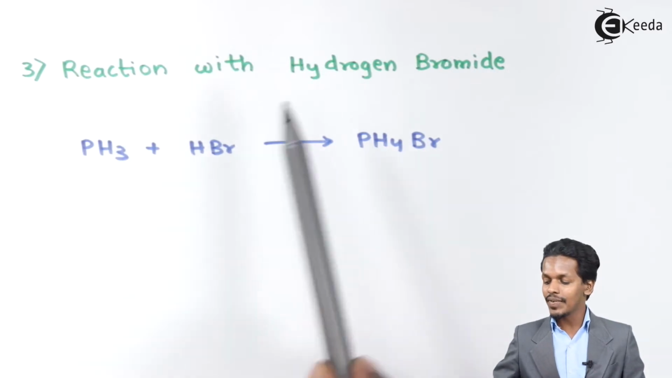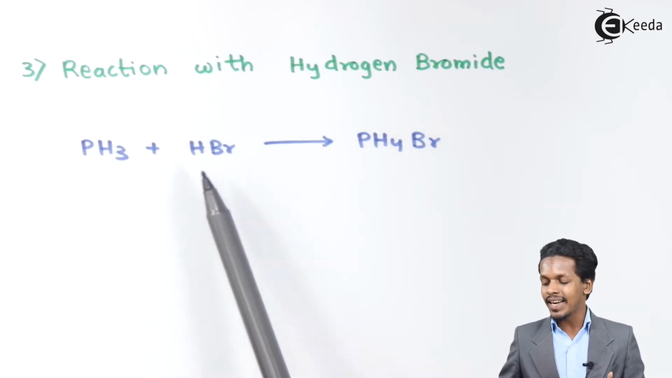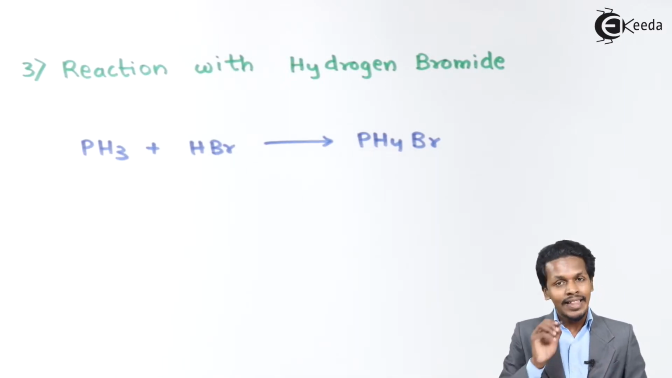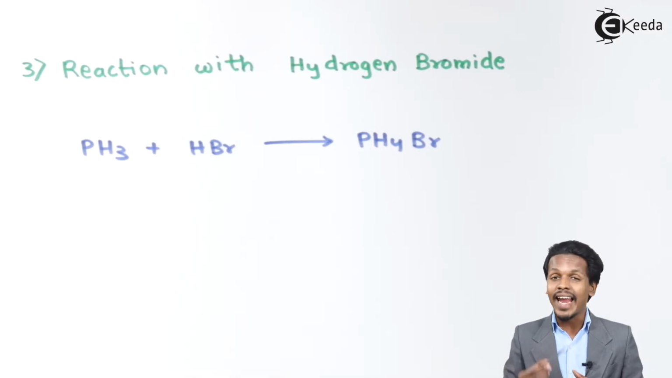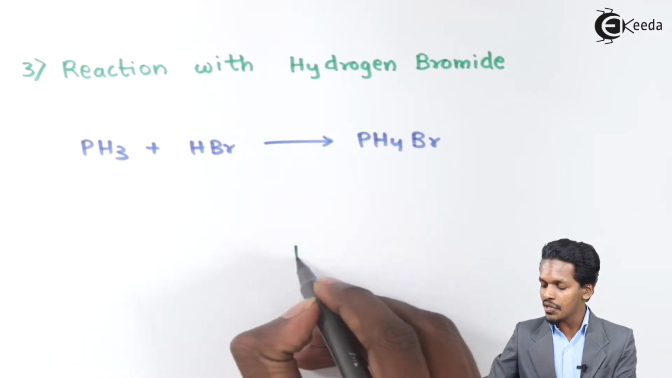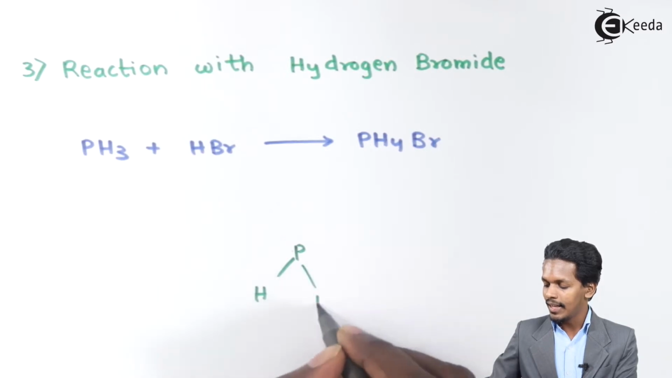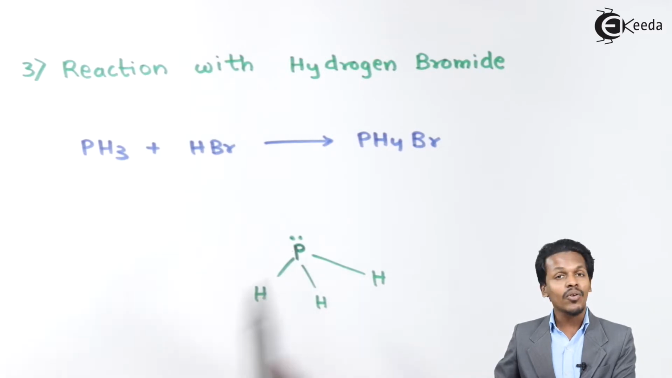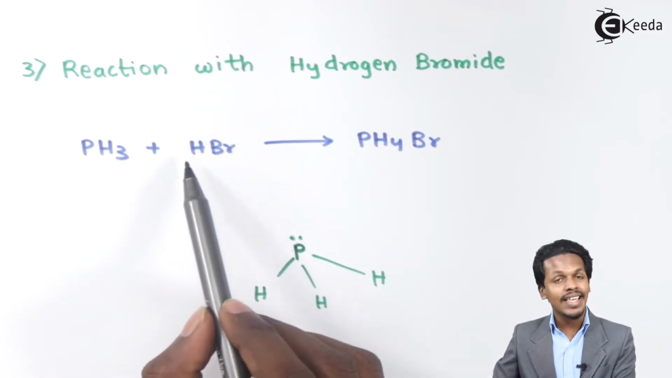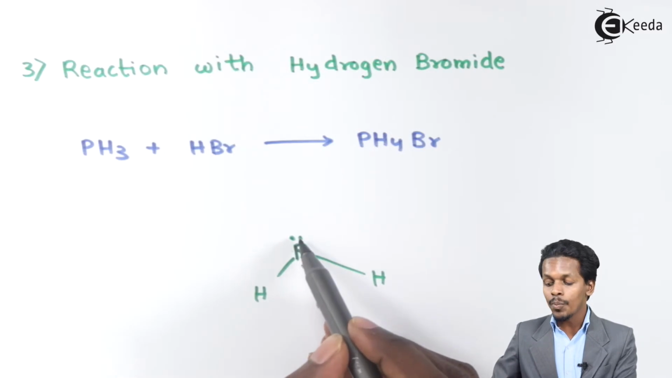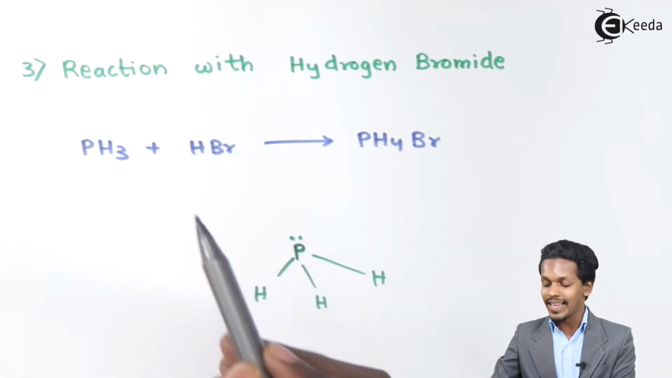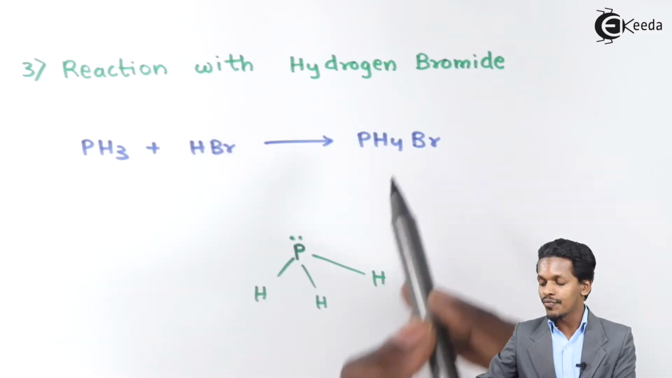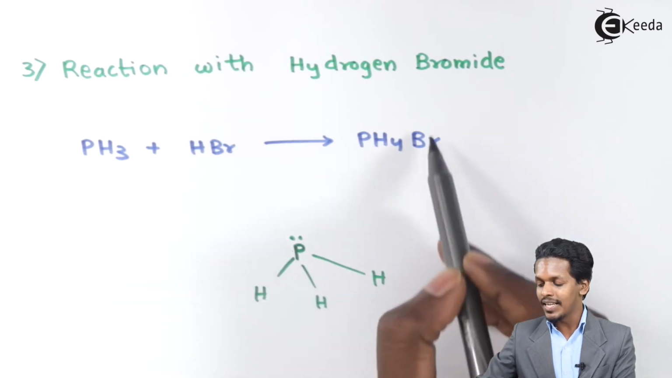The next reaction is the reaction with hydrogen bromide. Whenever phosphine is reacted with HBr, it will produce PH4Br, that is phosphinium bromide. This is the reason that phosphine acts like a base. The reason behind that is, if we talk about the structure of phosphine, we'll get to know that the phosphorus has a lone pair of electrons. And whenever this lone pair of electrons is reacted with an acid, in this case HBr acting like an acid, the lone pair of electrons is shared to this HBr. So this lone pair of electrons will be attracted towards this HBr so as to form a salt, and during this combination we can have a salt.